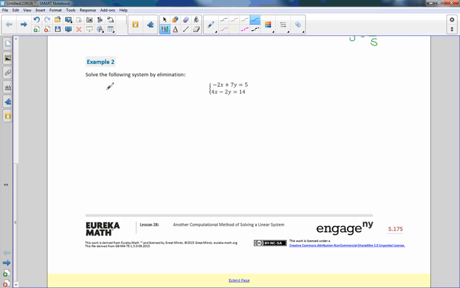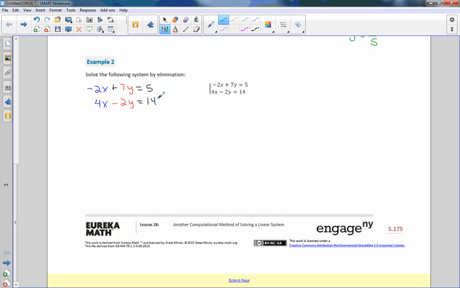All right, so I have a negative 2x plus 7y equals 5. And I have 4x minus 2y, and that equals 14.